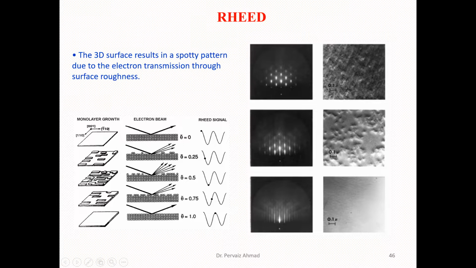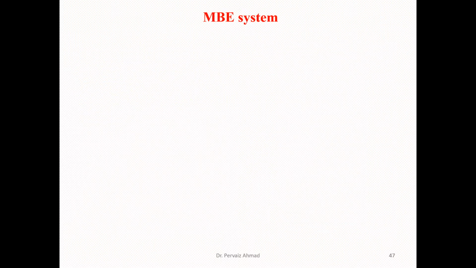So the 3D surface results in a spotty pattern due to the electron transmission through the surface roughness. The more 2D surface gives rise to the commonly observed RHEED streaks, and that we have already discussed.